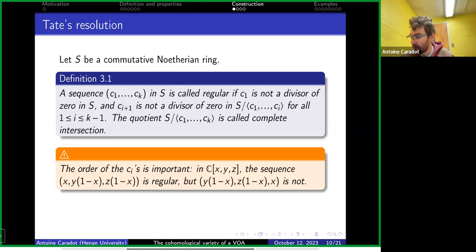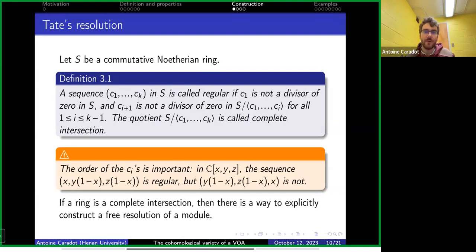But if you look at this other sequence, it's not going to work, because if you quotient by this one, then this one will be a zero divisor, because this one times y is going to become zero in the quotient. So complete intersection is kind of an odd characterization, because the quotient here doesn't depend on the order of the generators. But if you want to study the ideal in depth, the order at which you take your successive quotient will matter. So this is an important thing to keep in mind.